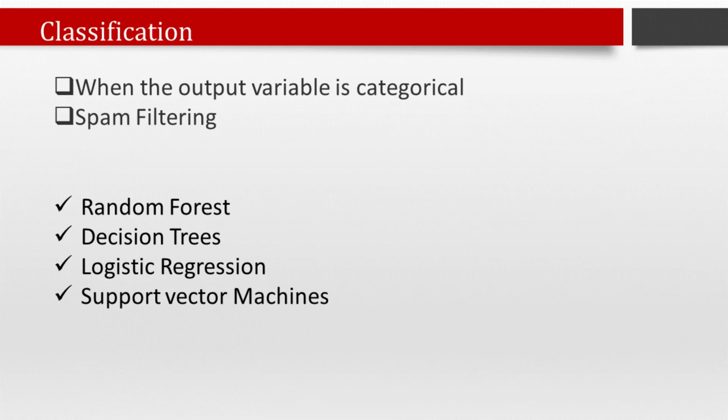Also, we have classification algorithms, which are used when the output variable is categorical, which means there are two classes such as yes or no, male or female, true or false, and so on. For example, in spam filtering, algorithms like random forest, decision trees, logistic regression, and support vector machine are used. These are all used for this type of machine learning.